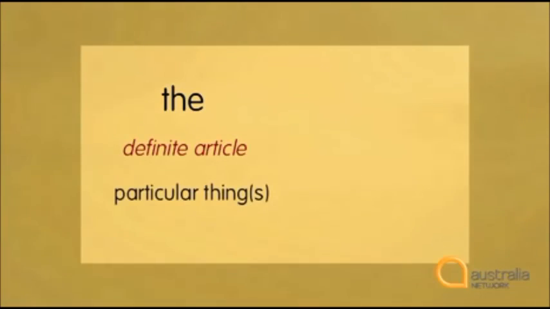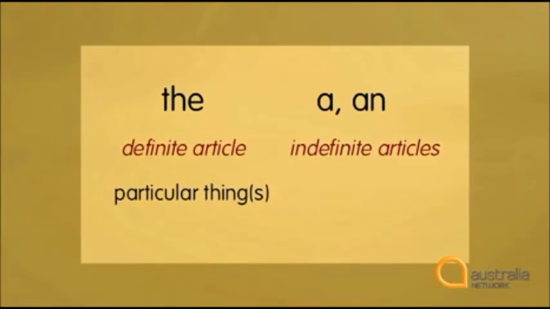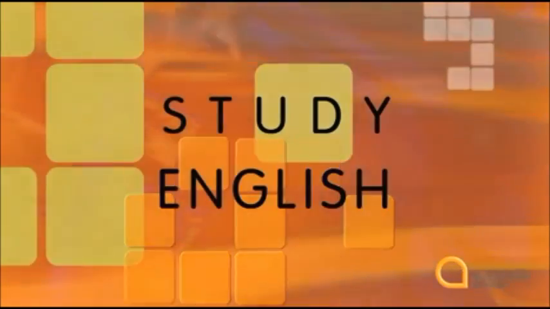Choosing the right article can be very confusing, but if you follow the general rule that you use the definite article, the, to refer to a particular thing or things, and a and an, indefinite articles, to refer to one of a number of things, you shouldn't go too wrong. Okay, so now we've seen how to use definite and indefinite articles, but sometimes we don't use articles at all before nouns. Let's look at when to use no article.